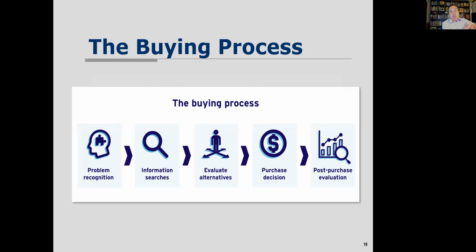So as part of marketing communications, it is very important to understand the buying process. How do people actually make these decisions? The customer recognizes a problem. They need a computer, they need a new car, they need a new suit or whatever. So recognition of the problem. Then they're searching for information about that, evaluating the alternatives, making a purchasing decision, and then a post-purchase evaluation. So marketing communications should address all of these things.